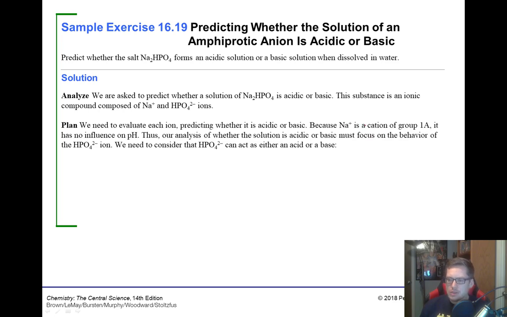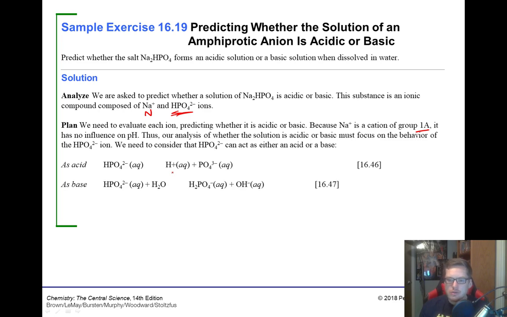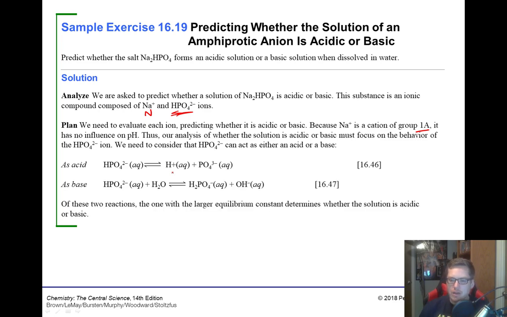Na plus is a cation of group 1A, so it has no influence on pH. It's neutral, and we've established that. So now we have to establish it based purely on the HPO4 2-. That's a protonated anion, so we have to use our Ka and Kb to solve it. We have to look at what the HPO4 2- can act like. If it acts like an acid, this is the reaction it will undergo: the HPO4 2- will lose its hydrogen to form H plus and PO4 3-, the phosphate.